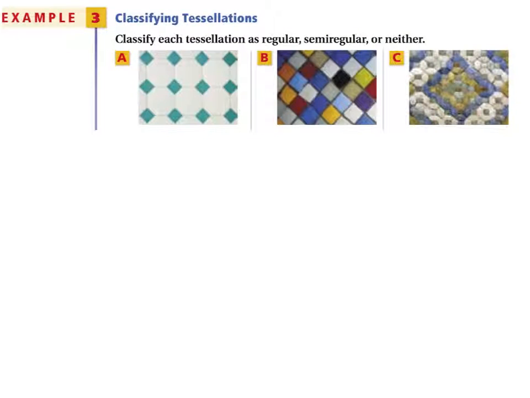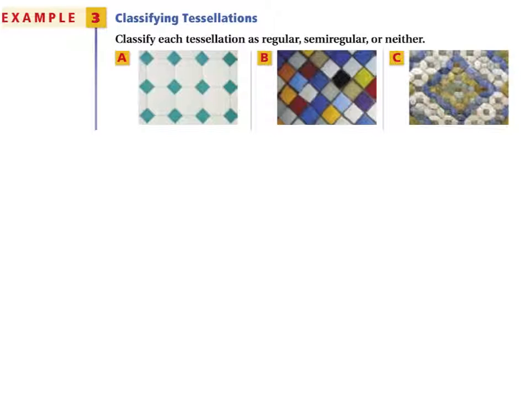So let's look at example 3, A, B, and C. And I do want you to write the answers to these down. In A, is this a regular tessellation, a semi-regular tessellation, or neither? So if you look, first thing to look at is, are the shapes regular? So we can see these are all squares. They're all the same side, so therefore that works. And these look like octagons, and they're all regular. So we have two regular octagons and one square.